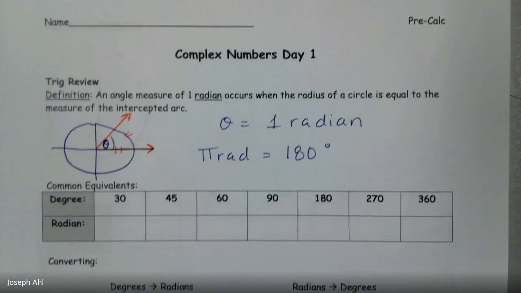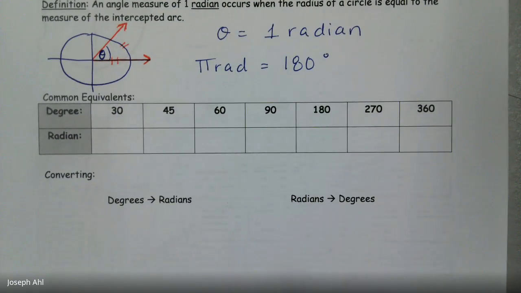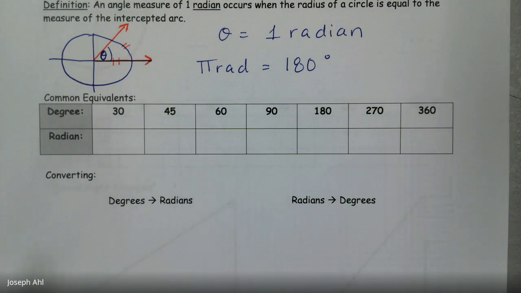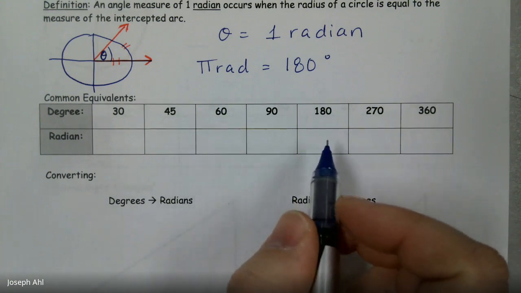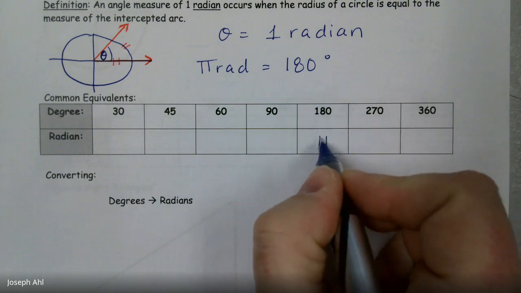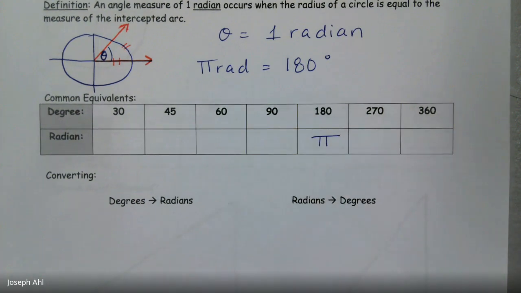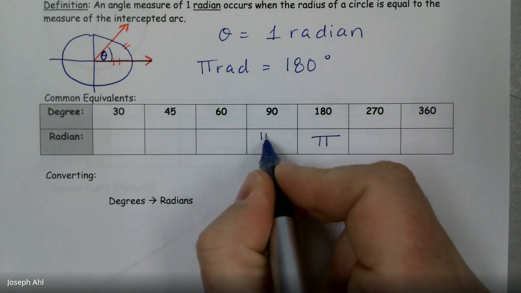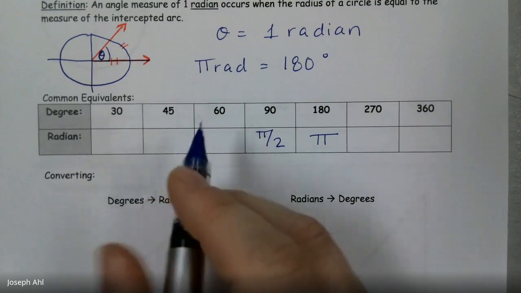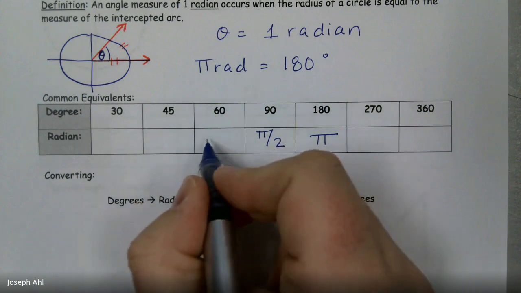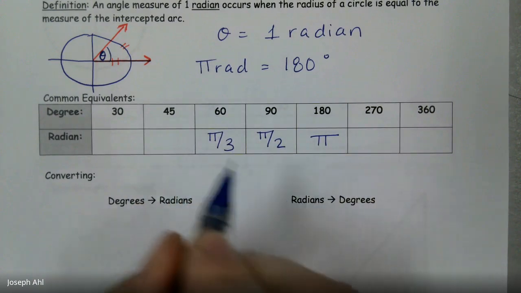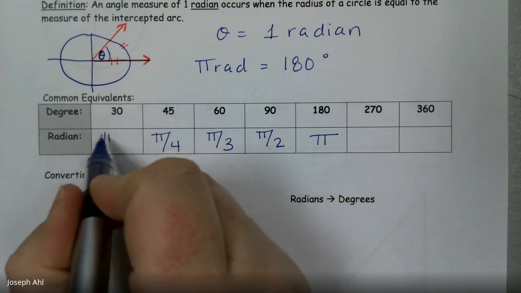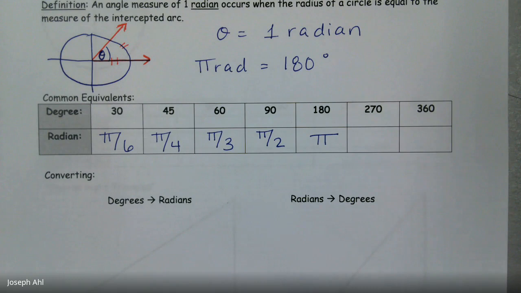So it's good to have a familiar background with, first of all, given these degrees, what would their radian equivalencies be? Let's start down towards the end of the chart, because we already discussed 180 degrees is pi radians, so we can fill that in. And if I work backwards from there, 90 is half of 180, so this would have to be pi over 2. 60 would be a third of 180, so that's pi over 3. 45 is 180 divided by 4, so that's pi over 4. And finally, 30 degrees is going to be pi over 6.